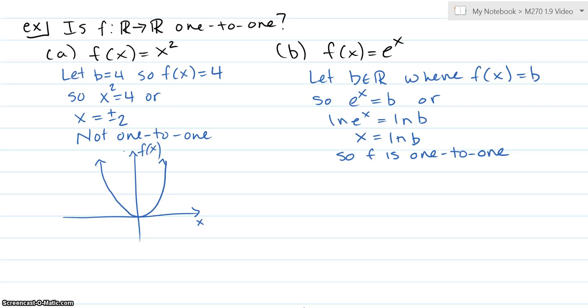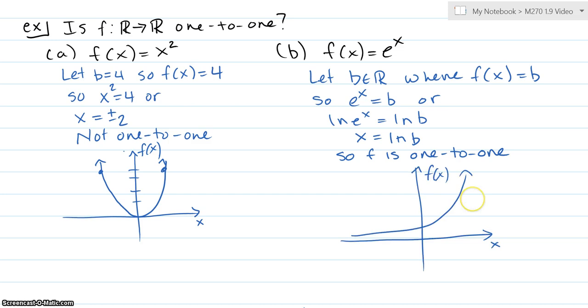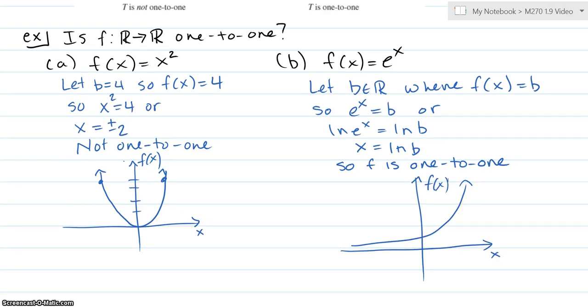The graph of the first one is just a parabola. And you can see when we pick 4, there's 2 values. Not good. If you remember from pre-calculus, there was something called a horizontal line test to show if it was one-to-one. The vertical line test showed it was a function, and a horizontal line test shows it's one-to-one. e to the x looks something like this, and you can see it satisfies both the horizontal and the vertical line tests.